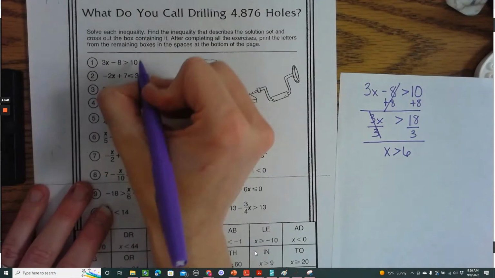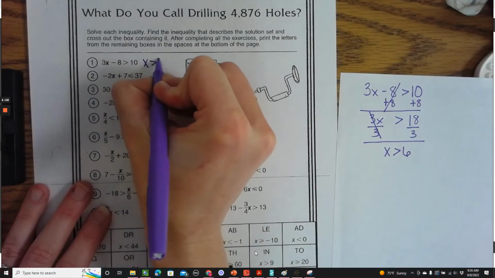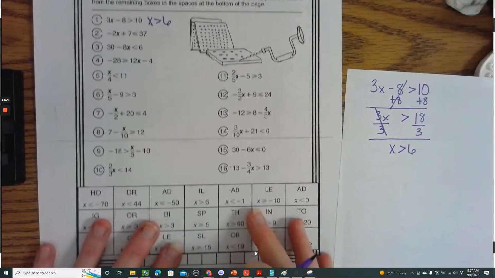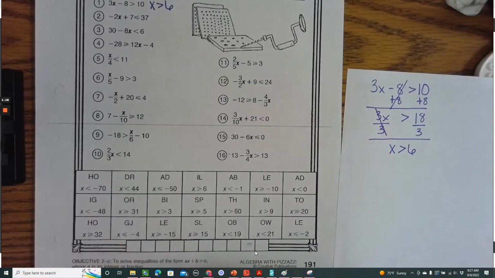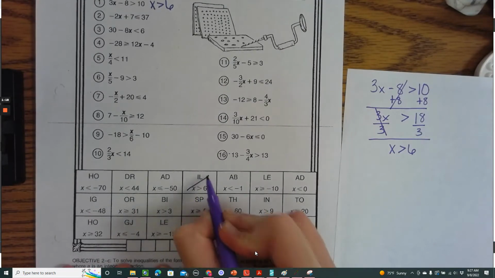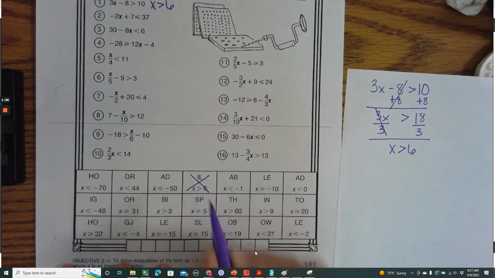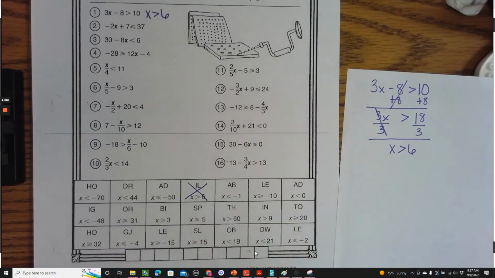And so, write your answer just out next to it. And then you've also got an answer bank at the bottom to use. That should help too, to make sure that you've got your inequality sign and everything right.